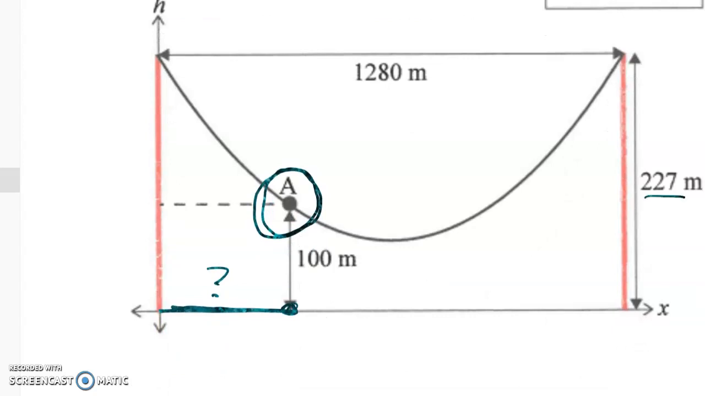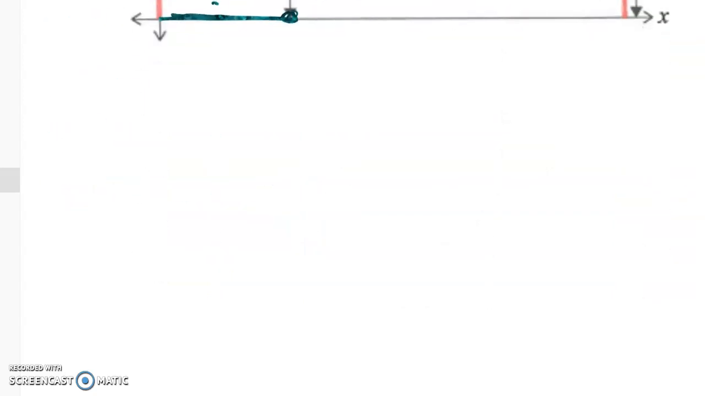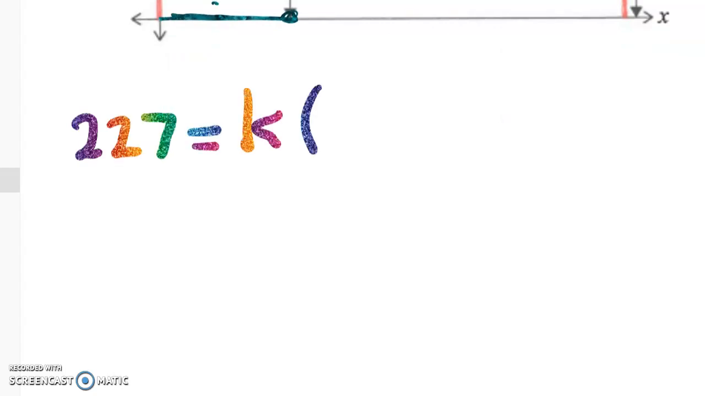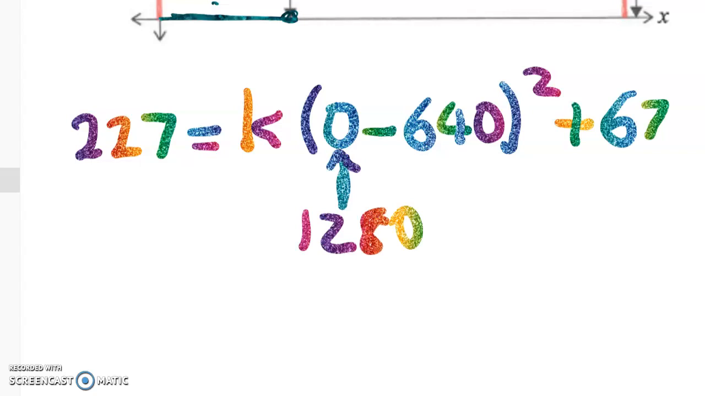Let's look at what we know. This tower is 227 metres, but so is this one. So my y-intercept is at 227. That makes it very easy to find my scale factor. Let's do that now. I'll just change to the sparkly pen. So 227 is equal to k times (0 minus 640) squared plus 67. I'm just substituting in a point. I think it's easier to work with the 0 point, or you could have worked with the 1280 point. It's very little extra work, so either is fine.